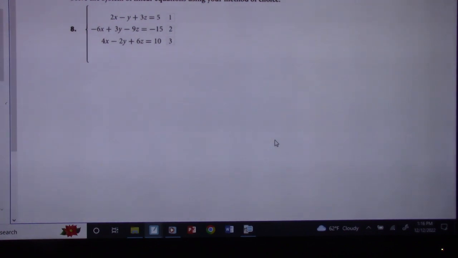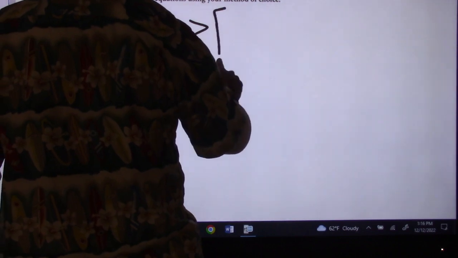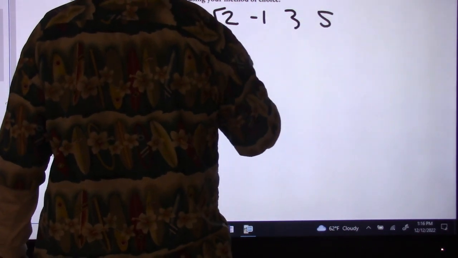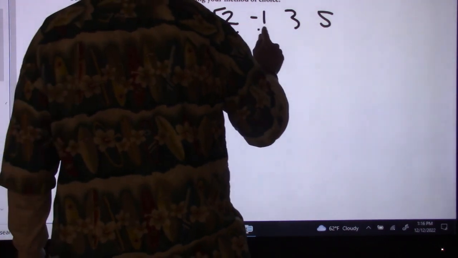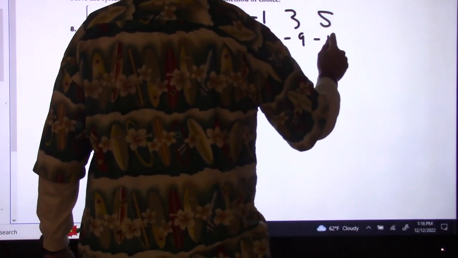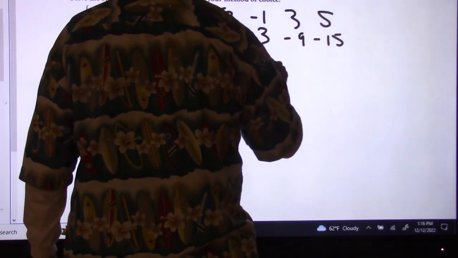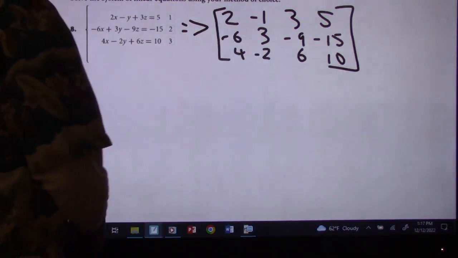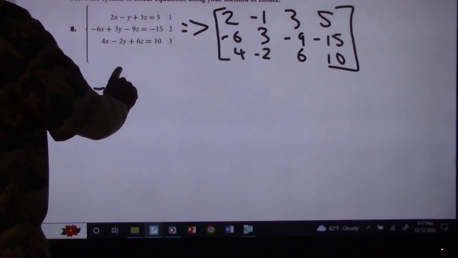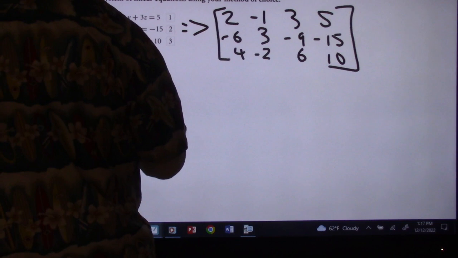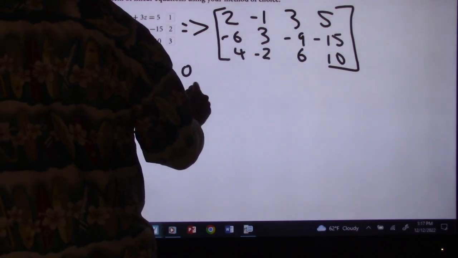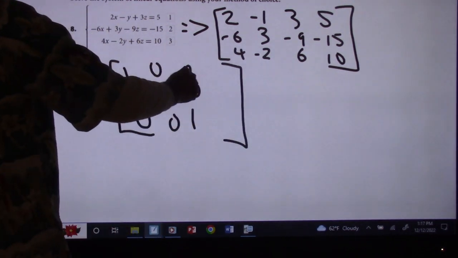Go ahead and write this out. It's an augmented matrix. I got 2, -1, 3, 5, -6, 3... Oh, it's supposed to be -9. All right. Second mode, second matrix, graph. This thing right here is your reduced row echelon form. When you get your answer in reduced row echelon form, you'll have 1, 1, 1, 0, 0, 0, and then your answer in A, B, and C right here.